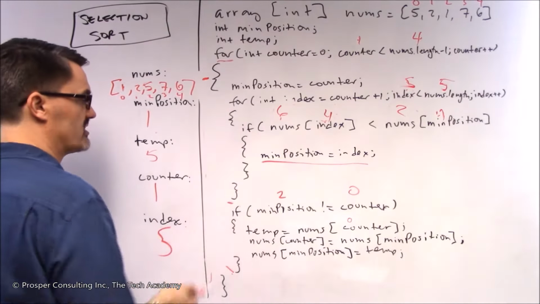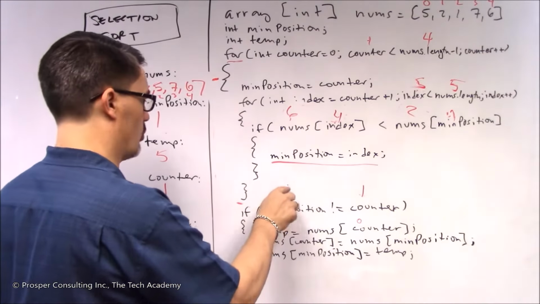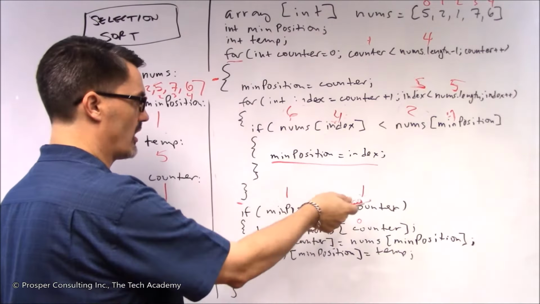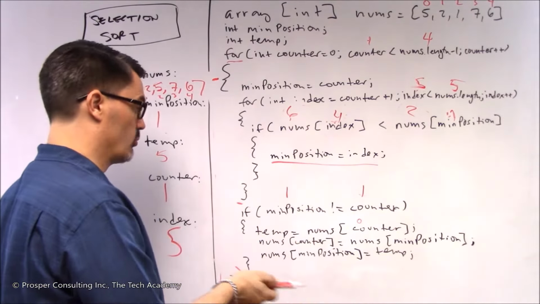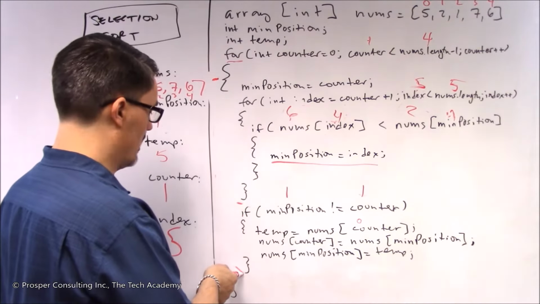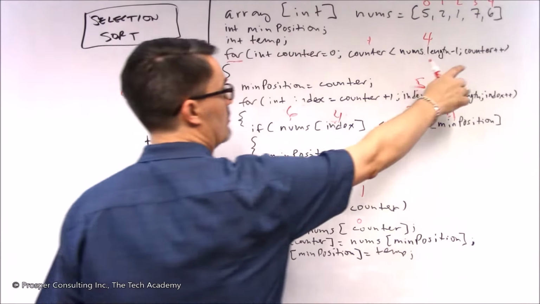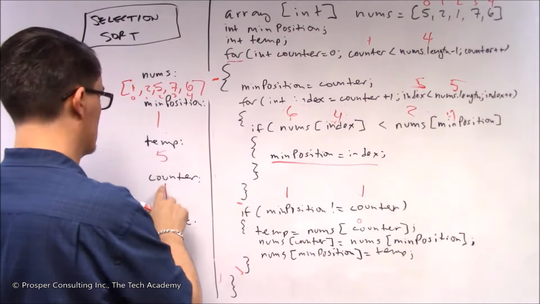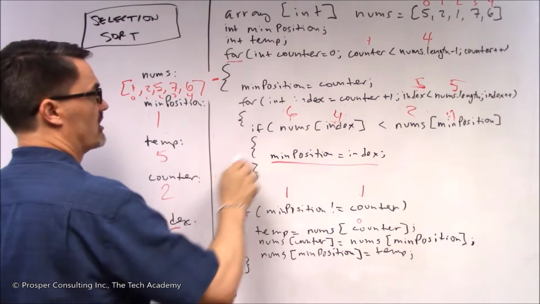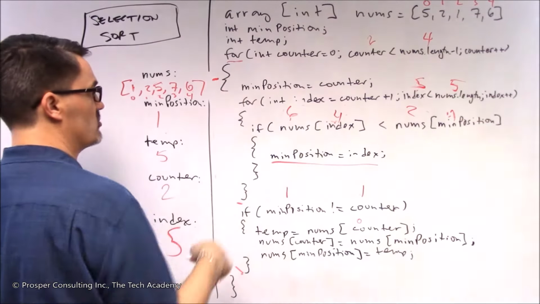We pop down to here, we check this if statement. So what's the value of min position? Min position is 1 right now. What's the value of the counter? The counter is 1. So is 1 not equal to 1? Actually, those are equal, so we're not going to execute this code block. So now we've hit the end of this outer loop, another time through the outer loop. So what do we do? We increment counter. Counter goes plus 1. It becomes 2. We check our conditional. Is 2 less than 4? Yes, it is. So we execute this loop one more time.